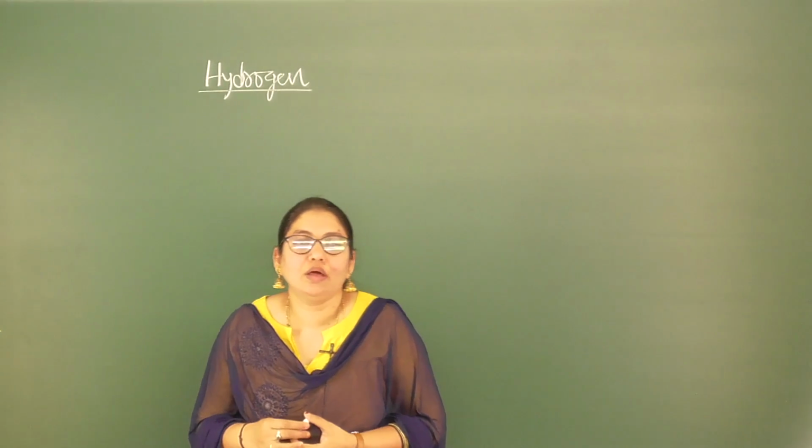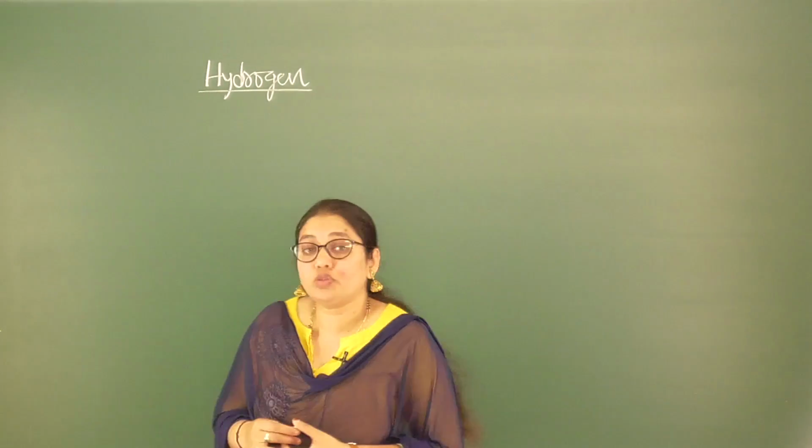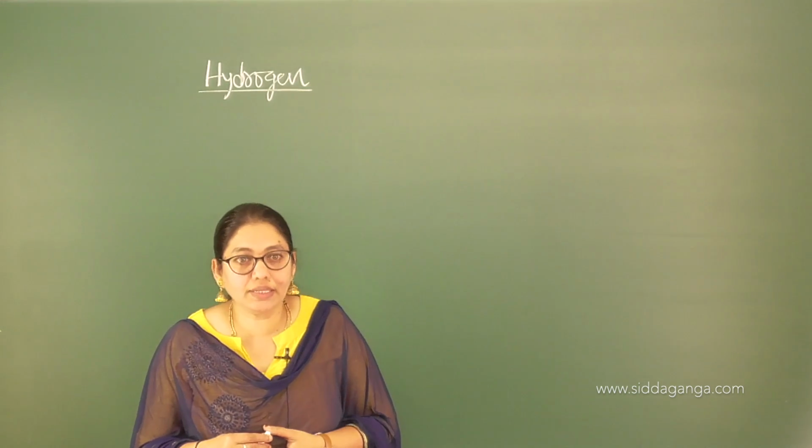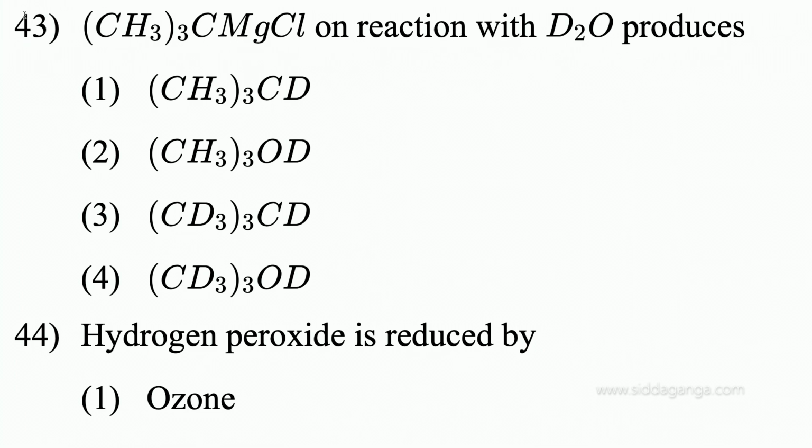So, hello students. In the last class we discussed some questions with reference to hydrogen. Let us continue the concept. The next question is, so here the compound CH3 thrice CMgCl on reaction with heavy water produces the following.